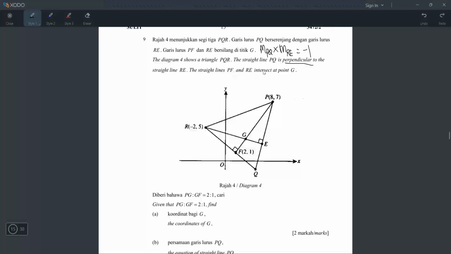Okay, the straight line PF and RE intersect at G. Let's check PF. Where is it, PF? Okay, this one is PF. And RE, where is it? Okay, here. They intersect at G. Okay, correct? Okay, now we can read below.